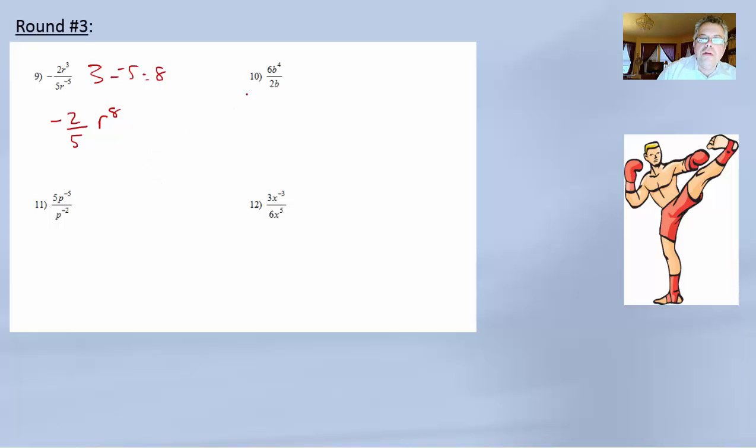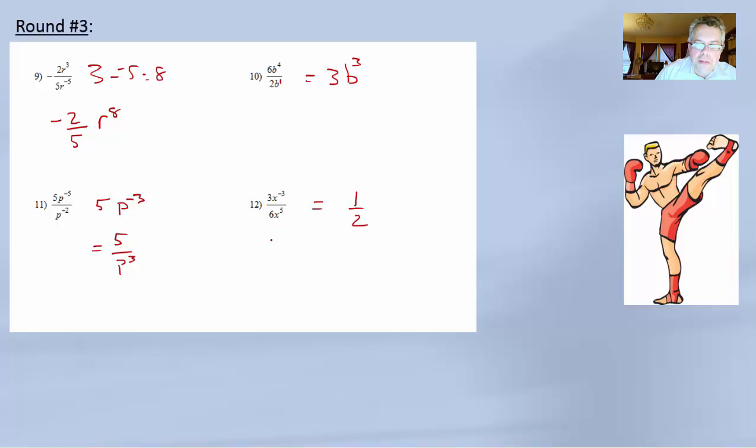Okay, that's done. 6 over 2 simplifies to 3. And if I subtract the exponents, 4 minus 1 is 3. That one's done. Okay, this one has a 5 in the numerator. When I subtract the exponents, negative 5 minus a negative 2 is negative 3. So I get 5p to the negative 3. So we're going to write that as 5 over p to the positive 3. Okay, here we go. 3/6 is 1/2.